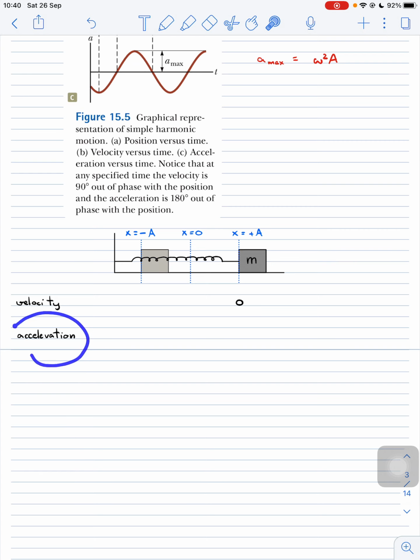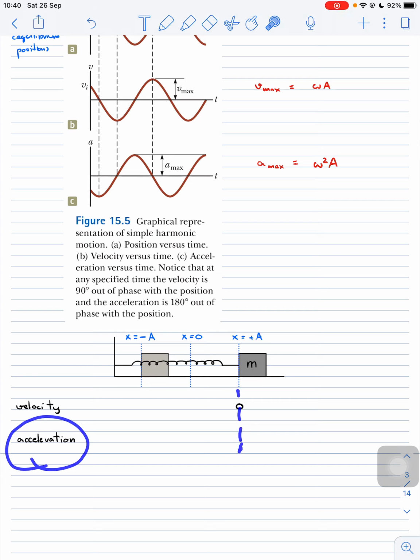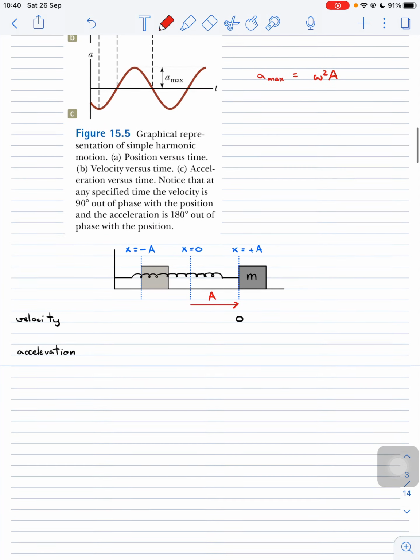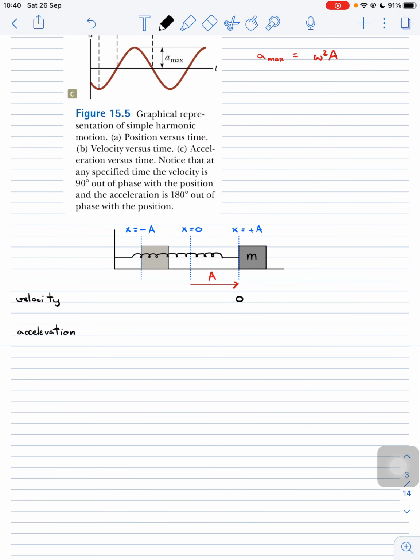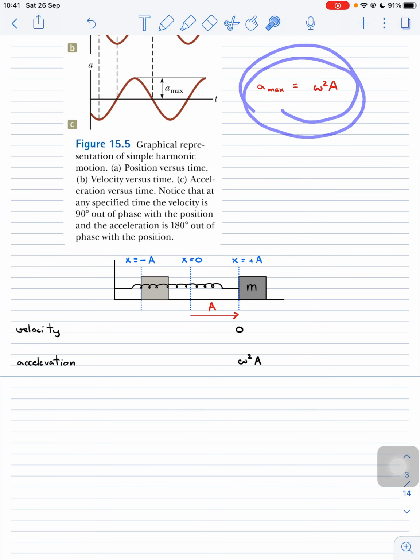And then how about the accelerations? At this position, the spring will be extended the most from the equilibrium position. So let's say that the extension of the spring at this position is just equal to A. Then we can get that the acceleration is equal to omega squared times A, which is the maximum value.